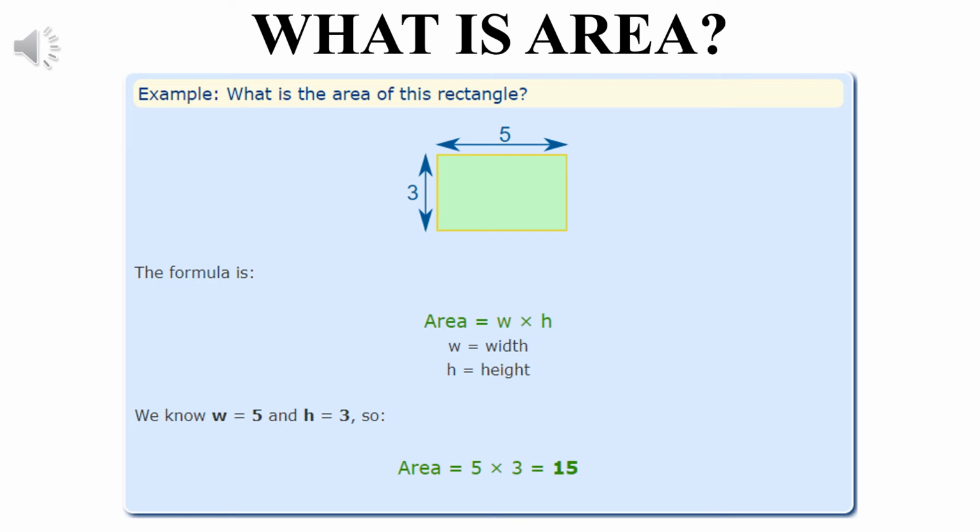Example, what is the area of this rectangle? The formula is area equals W times H, where W is the width and H is the height. We know W equals 5 and H equals 3. So, area equals 5 times 3, which equals 15.